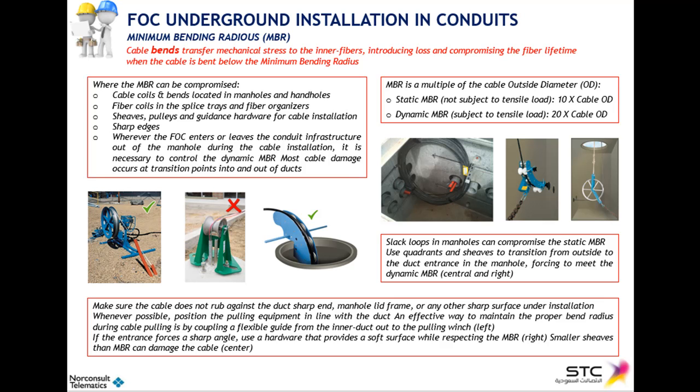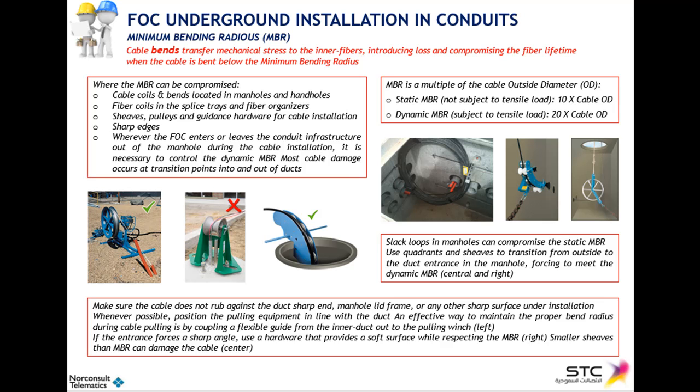There are two values of the minimum bending radius, static and dynamic. Static means that the cable is not in movement, so you are not installing, you are not moving the cable, you are not pulling, blowing, doing anything with the cable. In the static position, the minimum bending radius is 10 times the outer diameter.